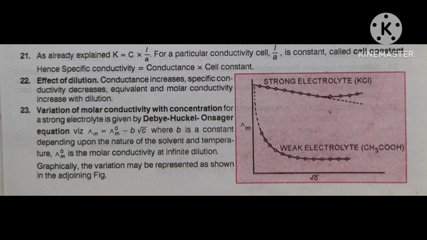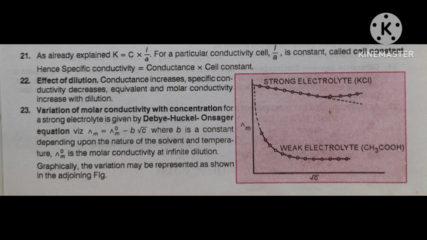Actually, these are the names of three scientists: Debye first, second Huckel, third Onsager. One expression was given by these three scientists, and that equation is known as the Debye-Huckel-Onsager equation. This is to measure the variation of molar conductivity. Okay, then what is that equation?